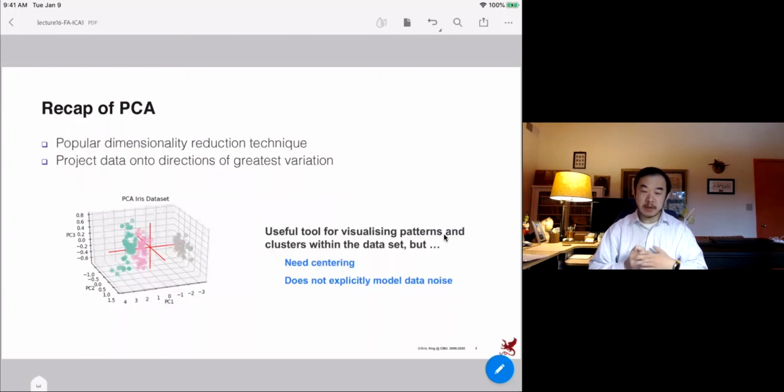There is some small mathematical treatment of the data for you to do PCA, right? For example, you need to do centering, and centering is the major thing. And then you of course need to compute the covariance matrix of the data to start a PCA.